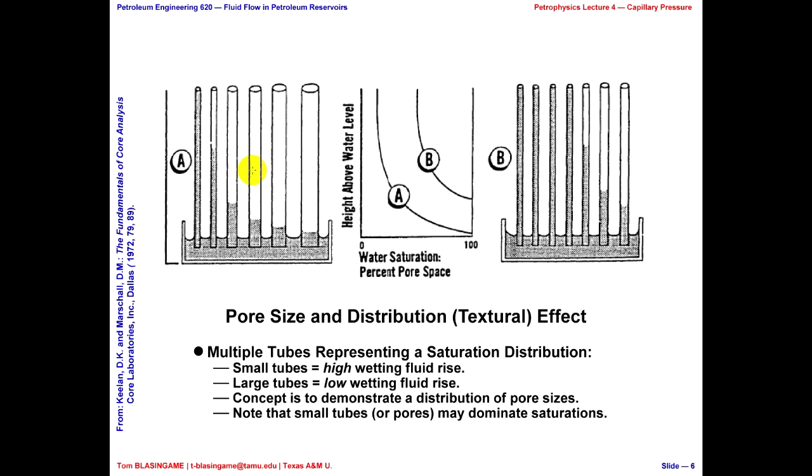What controls a shape? Well, I'm saying the shape of it would be the distribution of tubes. So we have the largest tube controls the lowest height. The smallest tube controls the highest height. And the shape is controlled by the distribution of tubes. Okay? Well, that was easy.